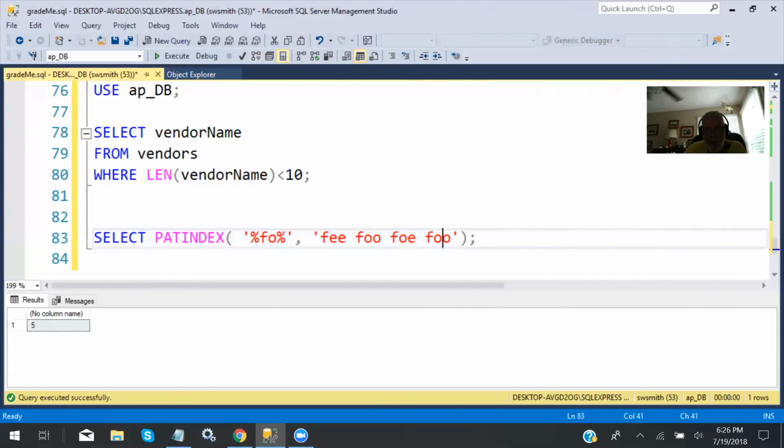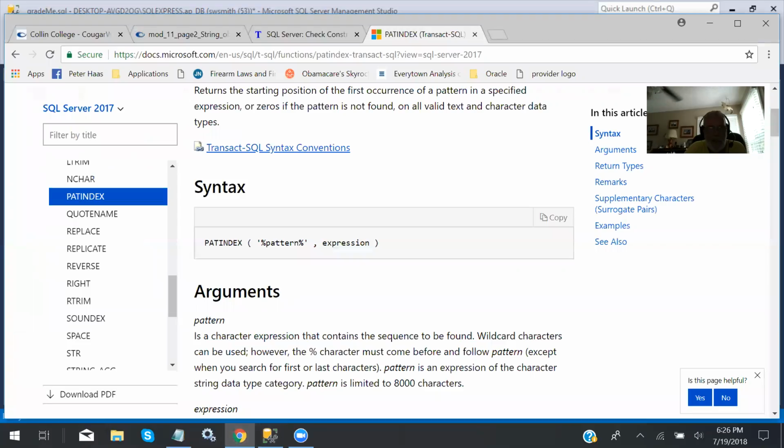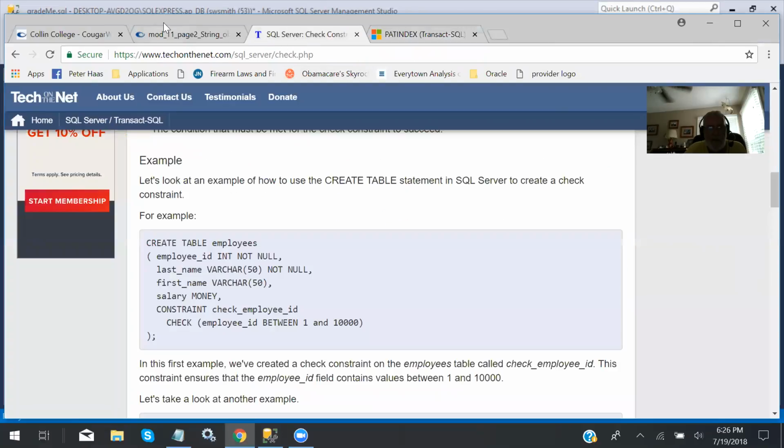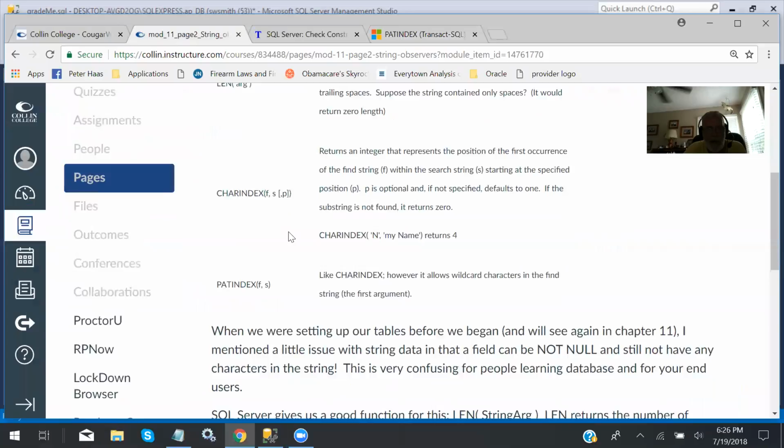And so FO would also find all 3 of these, but the first one it finds will be this one. I don't use pat index that much. Okay, let me go back to this guy, SQL Server. Where was I? Here. Pat index.